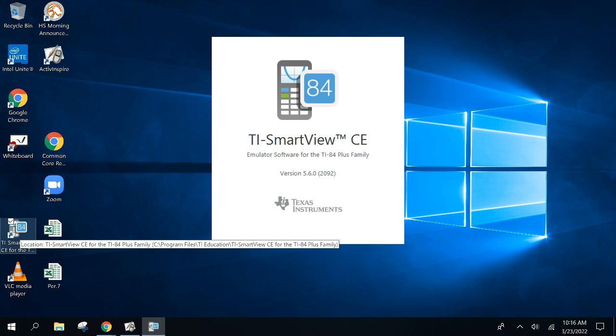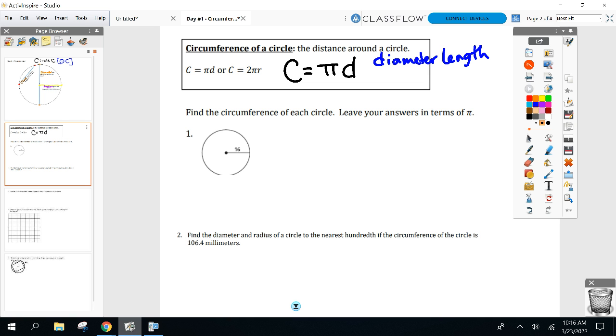The other formula, if you choose to use it, is 2 pi r. What do you think r means? Radius length. Okay, you choose. As a class, I'm not going to have a choice. We're going to use pi d every time. But on your own, if you want to use 2 pi r, feel free. All right, you ready to go? Using circumference equals pi d.